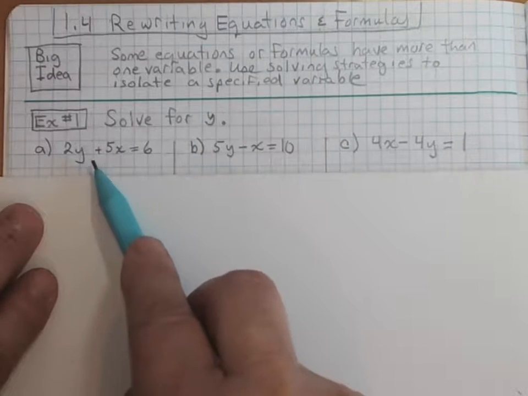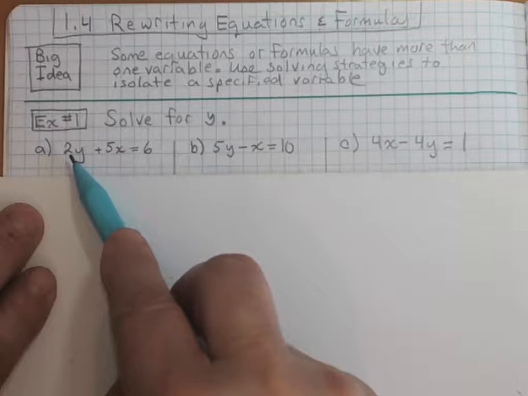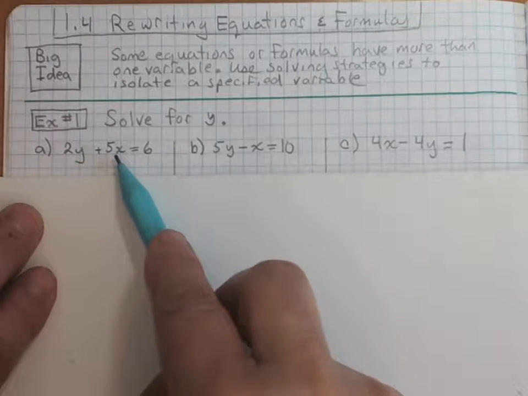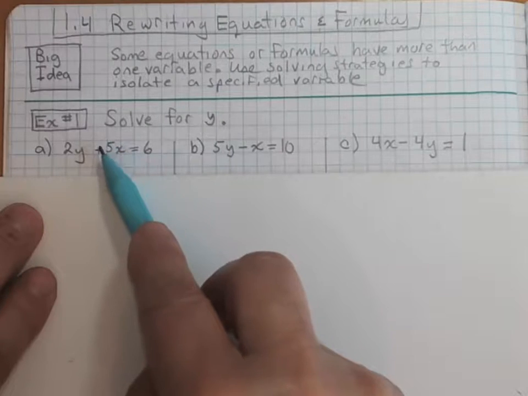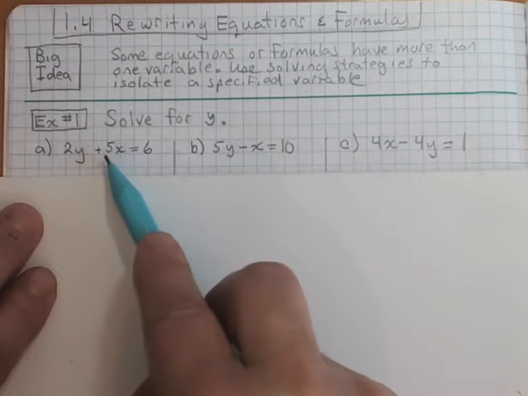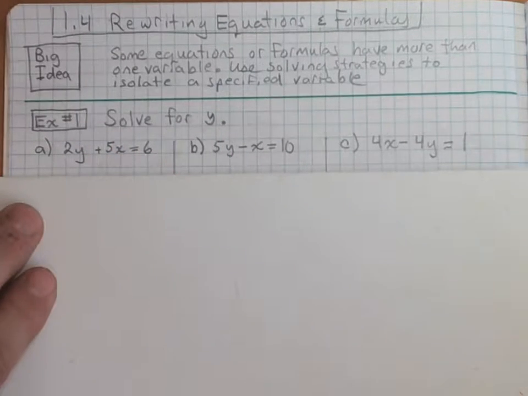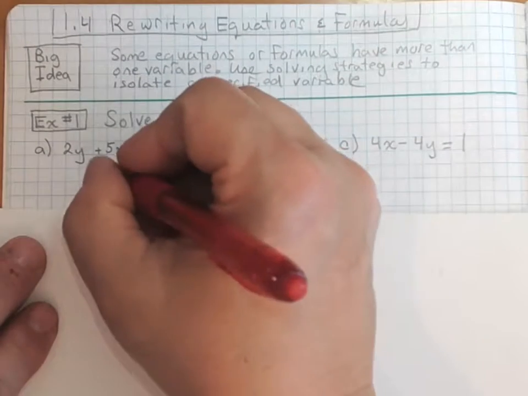How do I get y by itself? What's happening with y? Well, we're multiplying it by 2, so that's got to go. We're also adding 5x to it, so we've got to get rid of this 5x. Remember, undo addition or subtraction first. So I'm going to subtract 5x from both sides.